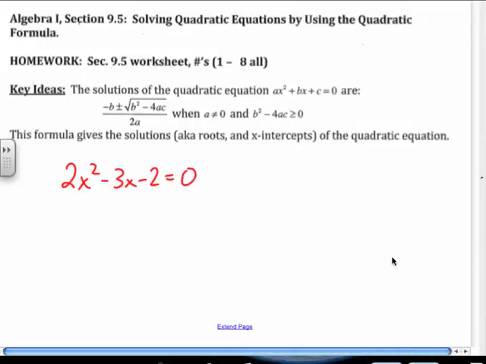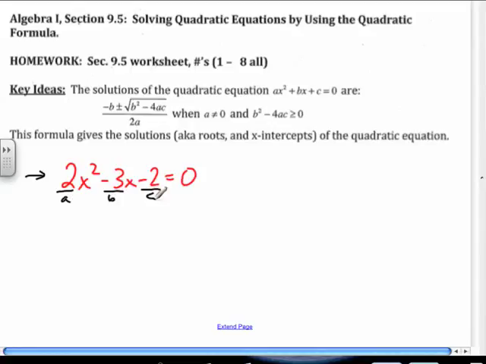Okay, this section is 9.5, and it's solving quadratic equations by using the quadratic formula. Now, quadratic equations have a variable x raised to the second power. If we want to solve a quadratic equation, we have to make sure that everything is on one side and 0 is on the other. You're going to see right here that this one is already in that form: ax squared plus bx plus c. Okay, a, b, and c.